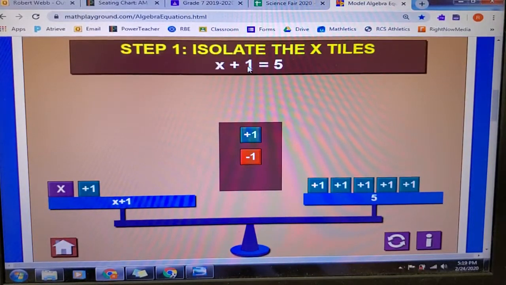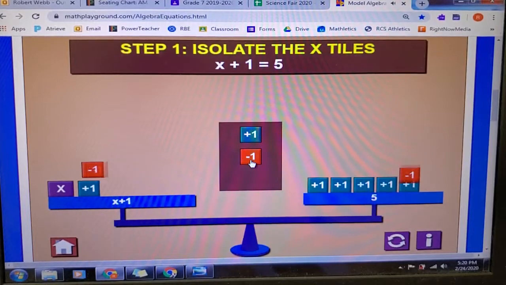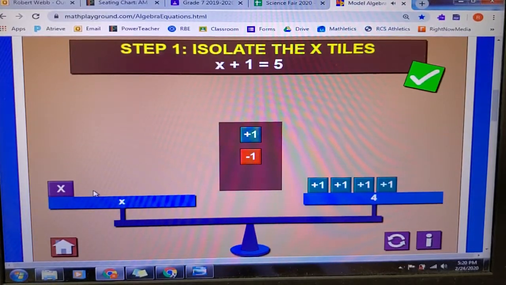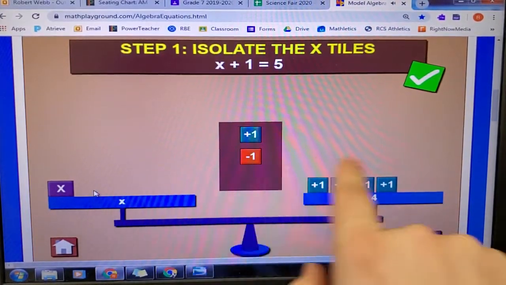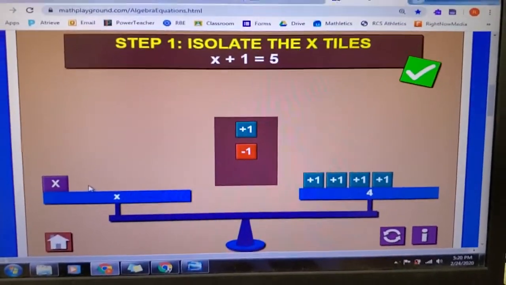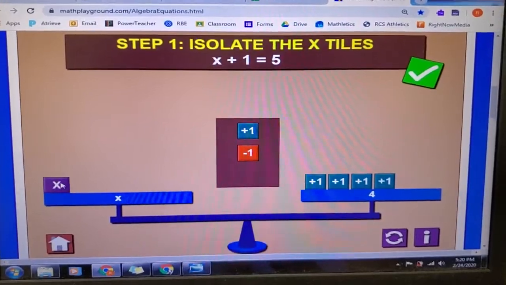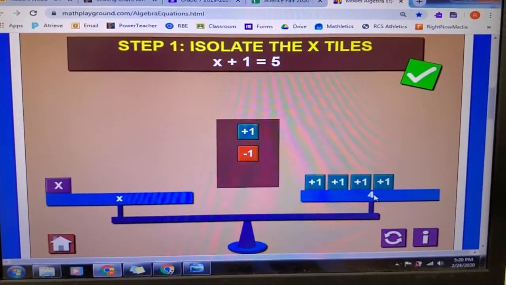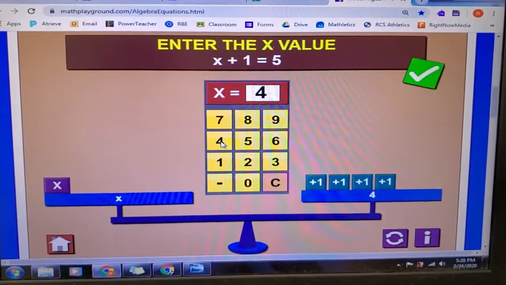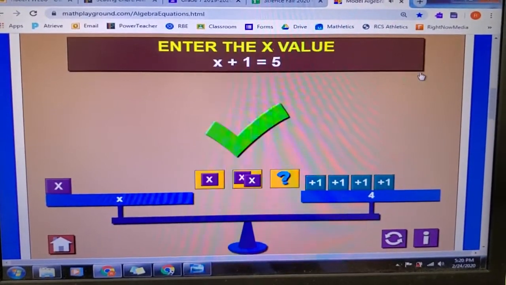Now I need to isolate the x tiles, which means get them on their own. So to get rid of what's over here that is not the x tile, it's this plus 1. I need to get rid of plus 1. How do I get rid of 1? I subtract it. So I'm going to subtract 1. Notice that what I did here also happened to the other side. I subtracted from both sides. And now I've gotten rid of that, and x is by itself, and you'll notice x is 4. So x equals positive 4 is what we'd write next on our next step.